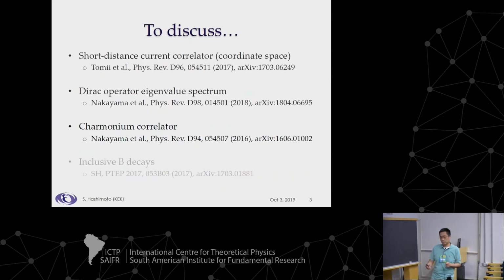So I will mostly discuss the current correlator, and then briefly discuss the Dirac operator eigenvalue spectrum and also the charmonium correlator. And if I have time, I will mention a related subject, which is the inclusive B-meson decay analysis.